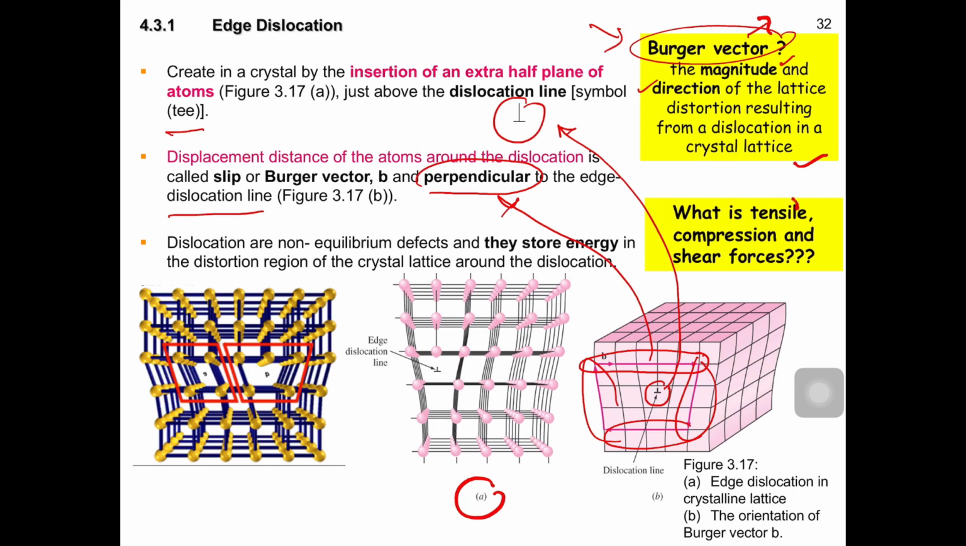So, what is tensile? Compression and shear test. What is tensile? Tensile means there is a force pulling in two ways. Compression, you press the material, and shear, you twist the material. That's a comparison between tensile, compression, and shear.